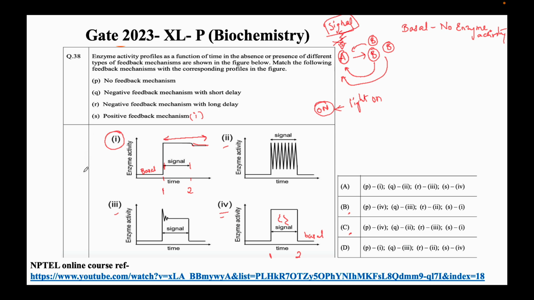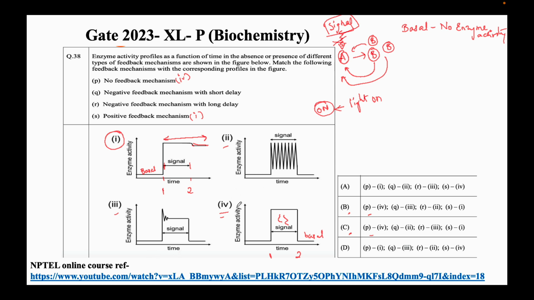So P is 4, pretty simple. No feedback mechanism. So in option B also we have P4, no feedback mechanism. Now coming back to these two profiles, profile 3 and profile 2.